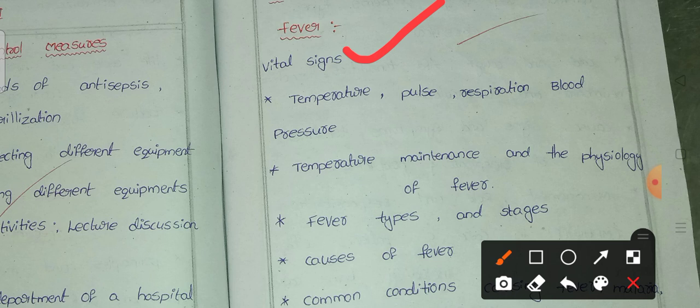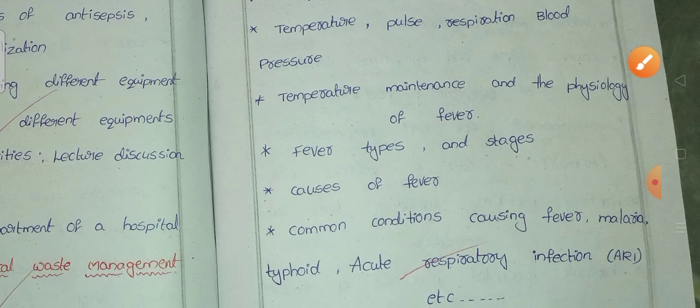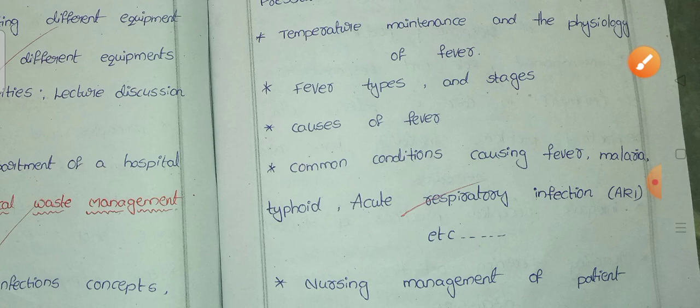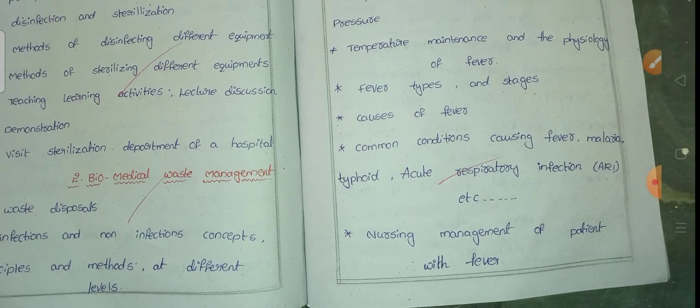Methods, routes of respiration checking, normal values of temperature, normal values of the pulse, normal respiration, normal and abnormal sites, everything is very important. Types of fevers, causes of fever, care of a fever patient, these three topics are very important. Nursing management of a patient with fever, all these topics are very important.